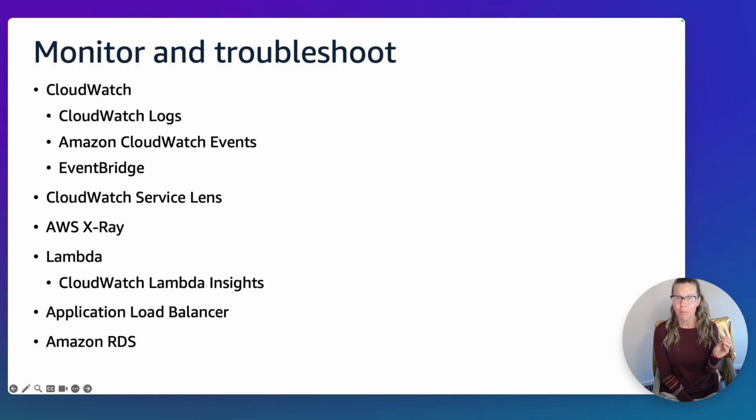And I want to talk about CloudWatch Lambda Insights, which is a monitoring and troubleshooting solution for serverless applications running on AWS Lambda that collects, aggregates, and summarizes system-level metrics such as CPU, time, memory, disk, and network usage. It also collects, aggregates, and summarizes diagnostic information such as cold starts and Lambda worker shutdowns to help you isolate issues with your Lambda functions and resolve them quickly.